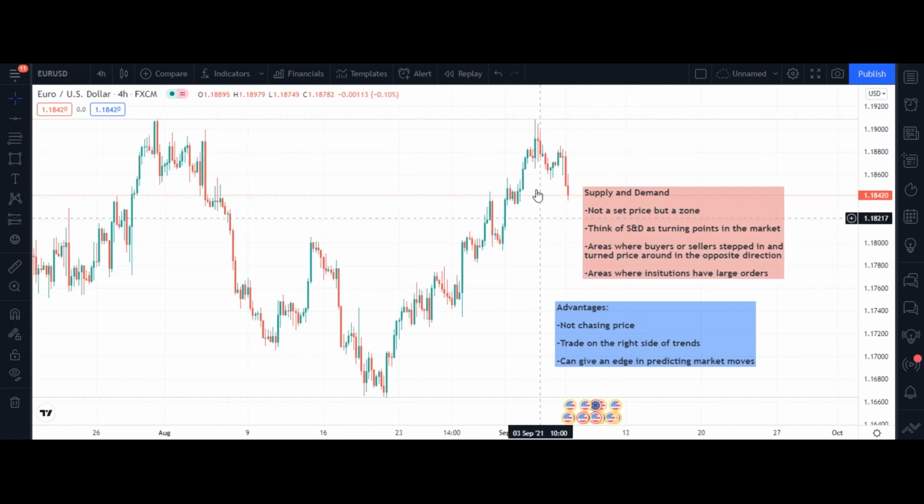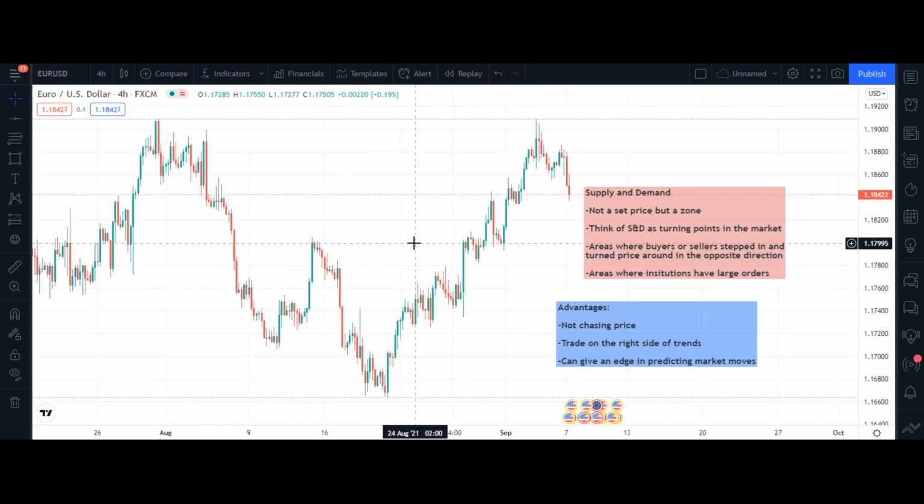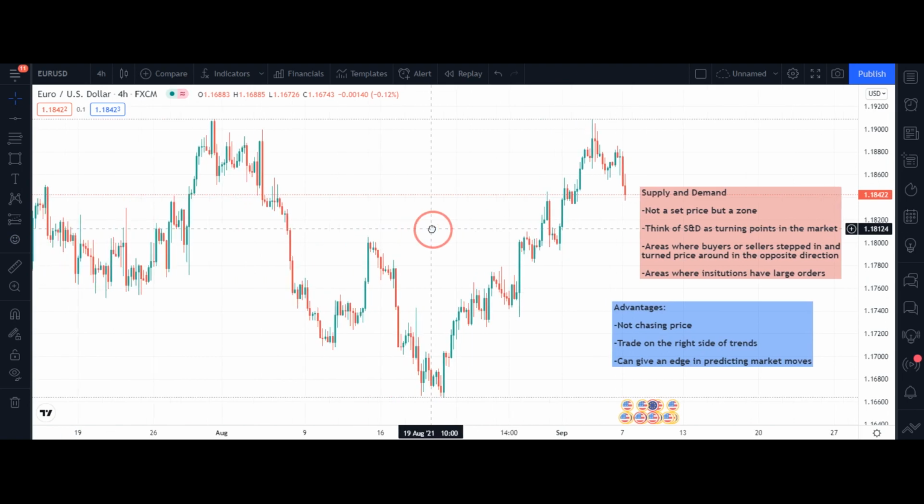Areas, again, where buyers and sellers stepped in and turned price around in the opposite direction. So we're just kind of building on our foundation that we already know now. Just really want to hammer that point home. And lastly, it's areas where institutions have large orders.